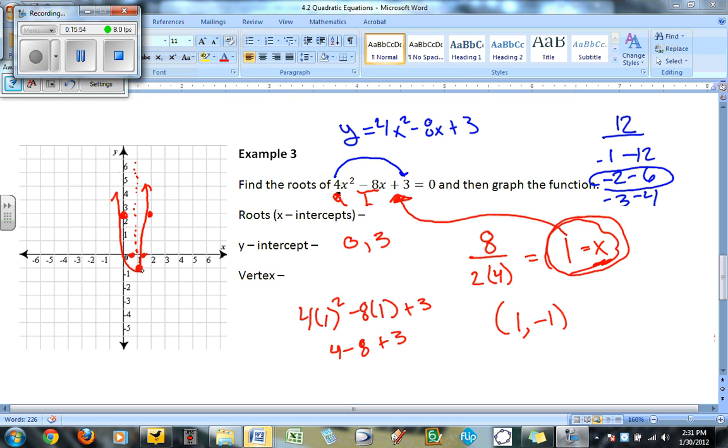So much easier than picking a bunch of points and plotting it. So there's one example.